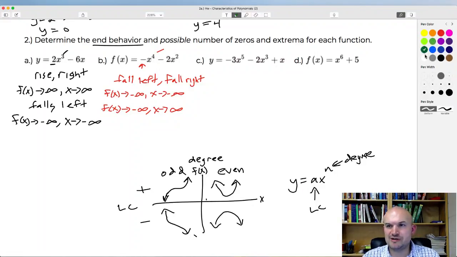We'll go ahead and use some green. This one, again, we're dealing with the odd degree, but now it's negative. So now you can see that this graph is going to rise left, but falls right.